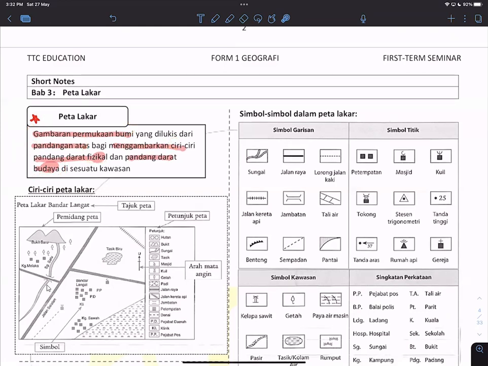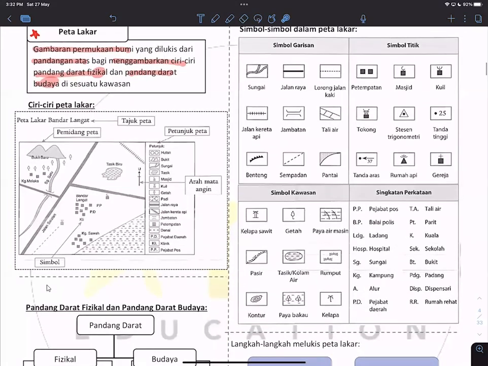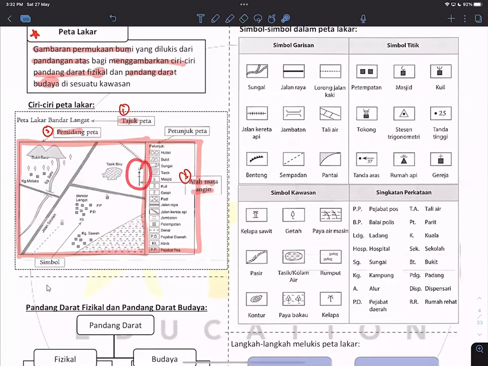Watan manusia. Okay, so these are the 5 ciri. What are the 5 ciri? First one, tajuk. Second one, pemidang. You know what pemidang is, right? The borderline. The third one is arah mata angin. You know what arah mata angin is, from your part 1. How do we draw the arah mata angin? Cross, arrow, label utara.